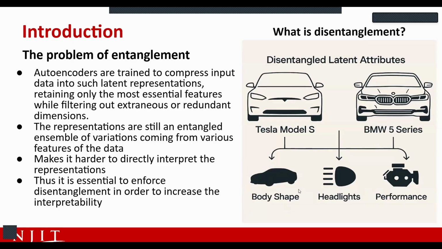So disentangling makes it easier for us humans to interpret how the model is classifying certain aspects of the data. As a human, we can look at a car's body shape, headlights, and performance and say that it is a Tesla Model S or a BMW 5 Series. And we expect our autoencoder to do the same by making it learn disentangled latent representations instead of the entangled mesh of variations it learns from different features.